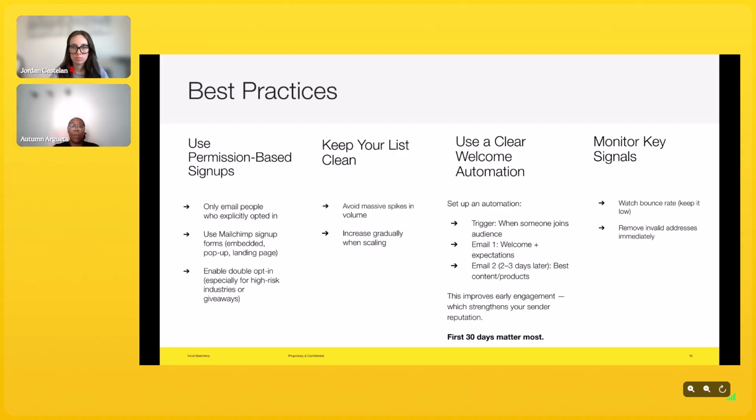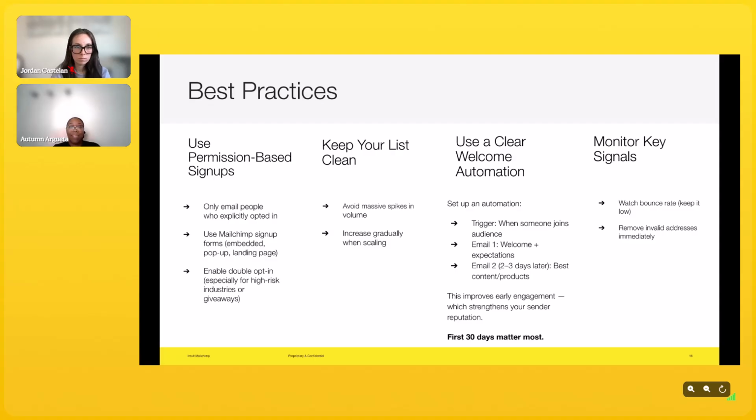The second thing is that we want to use a clear welcome automation. And within the first 30 days of your sending is the most important for your engagement. So we recommend setting up an automation that triggers when someone joins your audience. We would have email number one, which would be an immediate send as soon as your contact signs up to your audience. And in that email, you would give them a warm welcome. You'll set the expectations for the content that they'll receive and different things like that. Then you would have a secondary email, which would go out about 2 or 3 days later. And in that email is where you'll share your best content or products that you might be selling. And this is your chance to improve early engagement, which immediately strengthens your sender reputation.